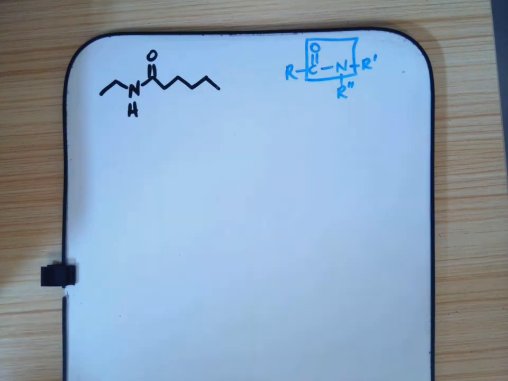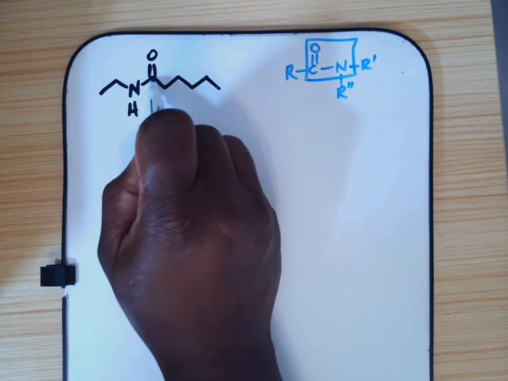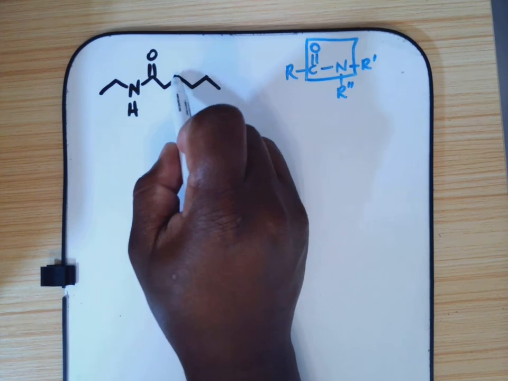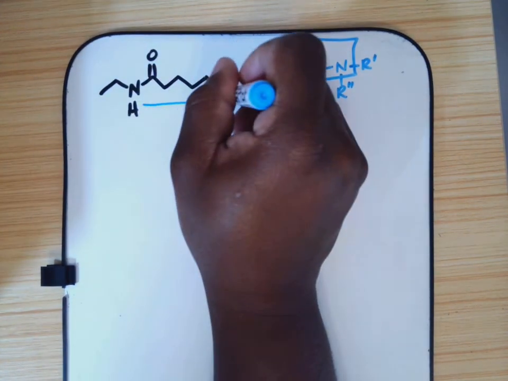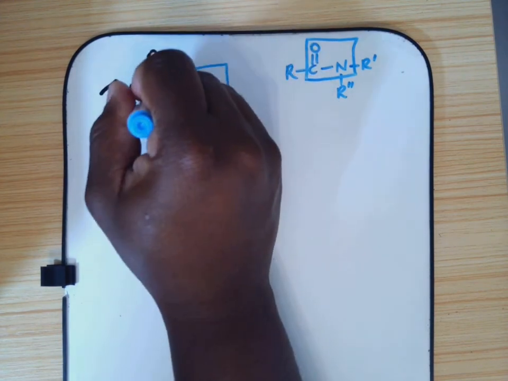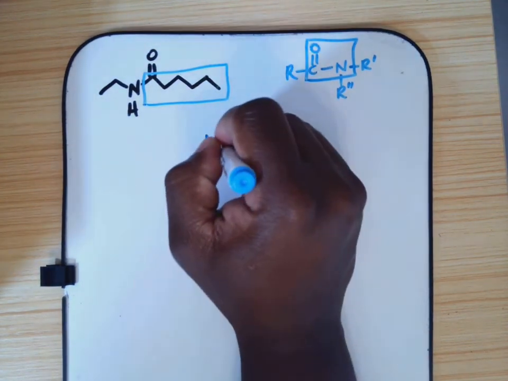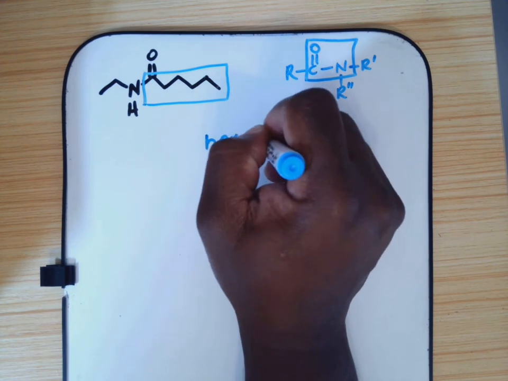What I would recommend when you are trying to identify your parent chain, locate the carbonyl. From there, count to get the longest continuous chain of carbon atoms. So starting at the carbon of the carbonyl, that would represent 1, 2, 3, 4, 5, 6 carbon atoms. And so my longest continuous chain of carbon that includes the carbonyl would be hexane, those 6 carbon atoms.